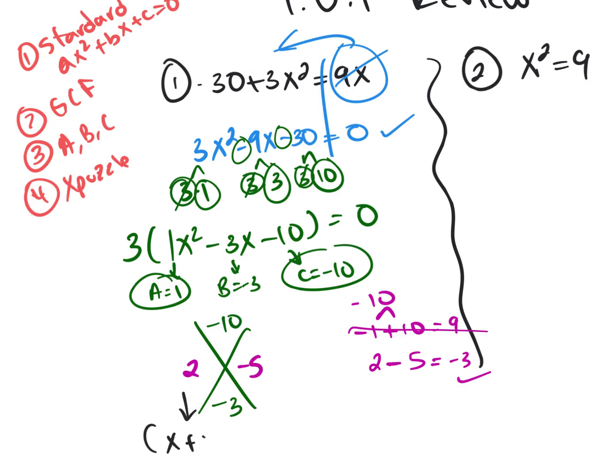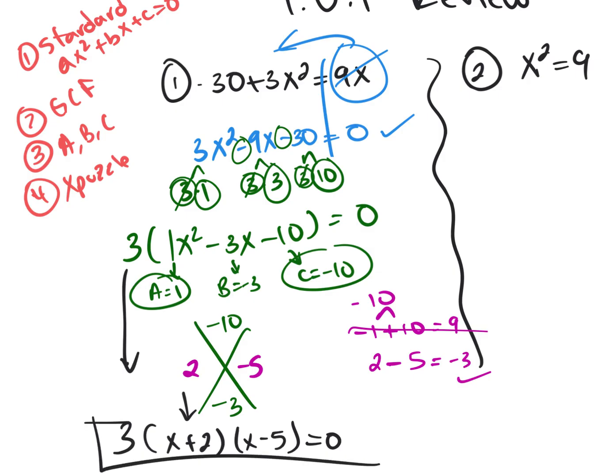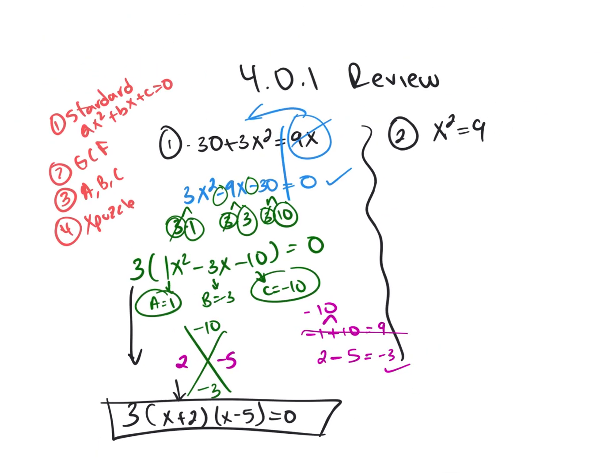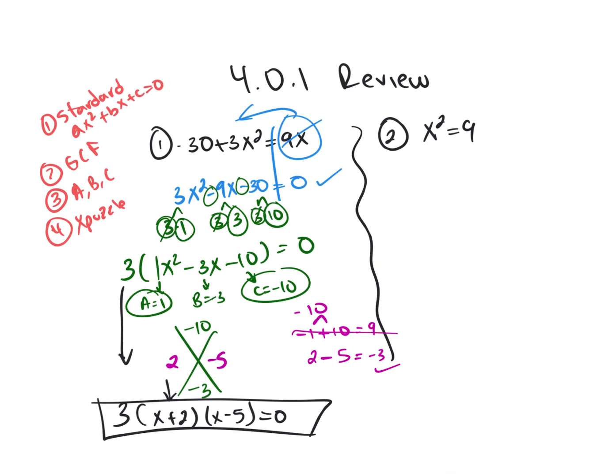So now we put the answers in parentheses. Set my factors equal to 0, and not forget my GCF goes at the front. There's my answer, y'all. It looks like a lot of work, but we get used to it and we'll be fine.